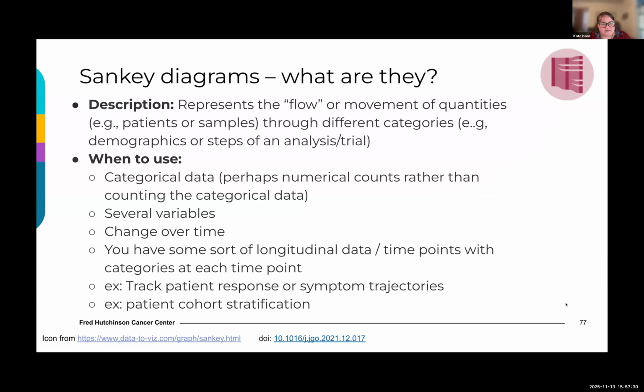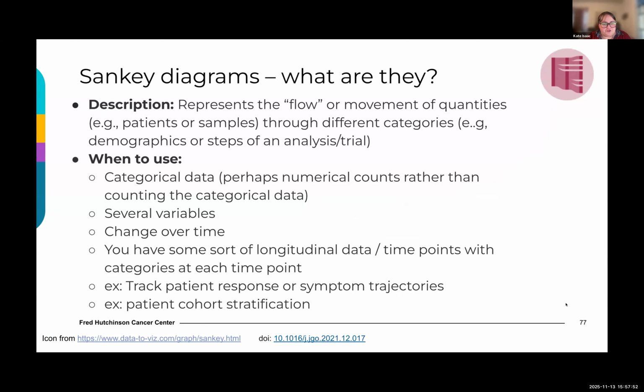Finally, Sankey diagrams. What are they? They're going to represent the flow or movement of quantities, e.g. patients or samples, through different categories, e.g. demographics or steps of an analysis or trial. And you're going to use these with categorical data, though you might have numerical counts rather than counting your categorical data. And you're going to have several variables.